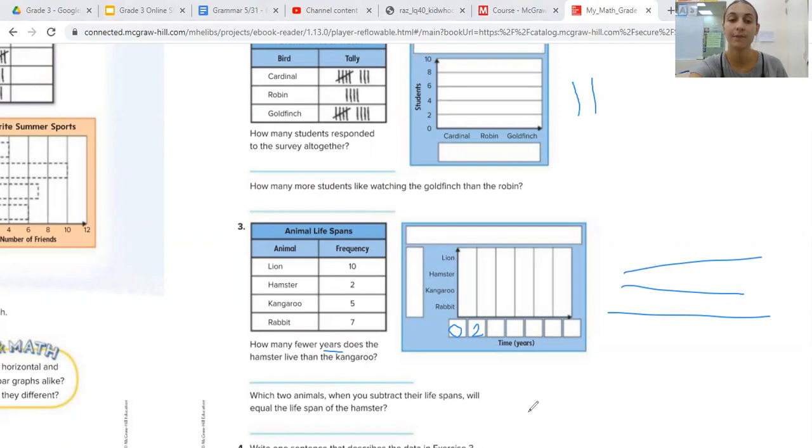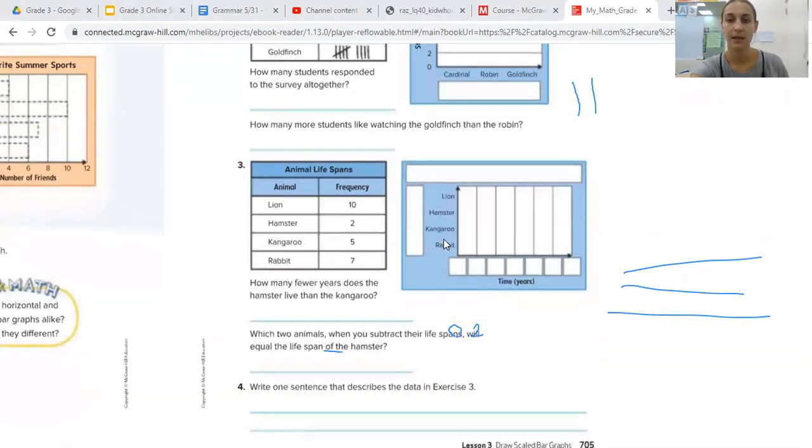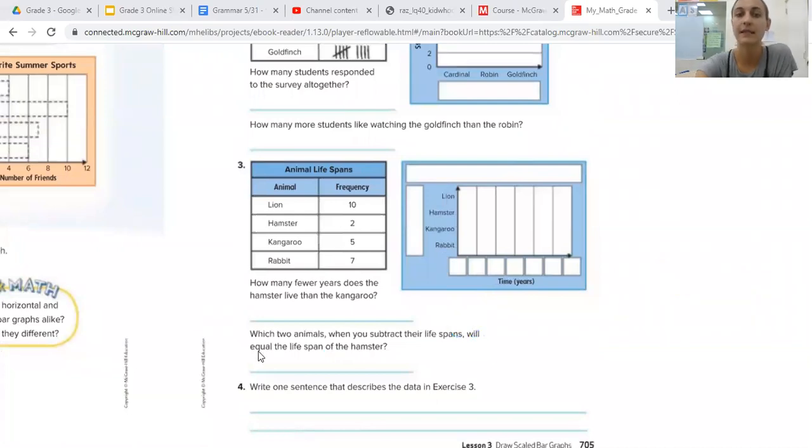Which 2 animals, when you subtract their lifespans, will equal the lifespan of the hamster? That sounds confusing. Let's break that down. So there's 2 animals. If you were to subtract them from each other, you subtracted one from the other, it would equal how long the hamster lives. So hamster lives 2 years. Two of the other numbers, 10, 5, or 7, when you subtract them, you get the answer of 2. So which two animals is that? When you subtract one from the other, you get 2. So you'll write 2 animal names here.